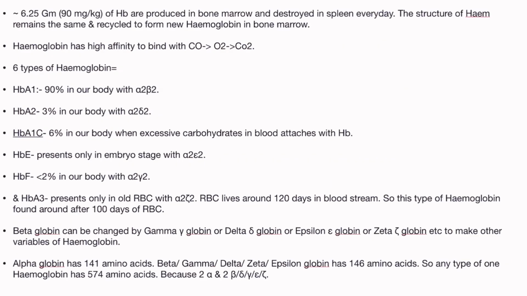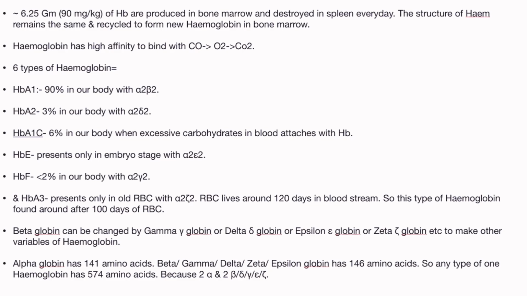Almost 6.25 gram of hemoglobin is produced in our bone marrow every day, and the same amount gets destroyed in the spleen every day. The structure of heme remains constant and is recycled to form new hemoglobin in the bone marrow. Anyway, we'll talk about these things in detail in the physiology chapter, not here. See, our hemoglobin has high affinity to bind with carbon monoxide, then oxygen, and then carbon dioxide. How, why, we'll talk about later, not now.